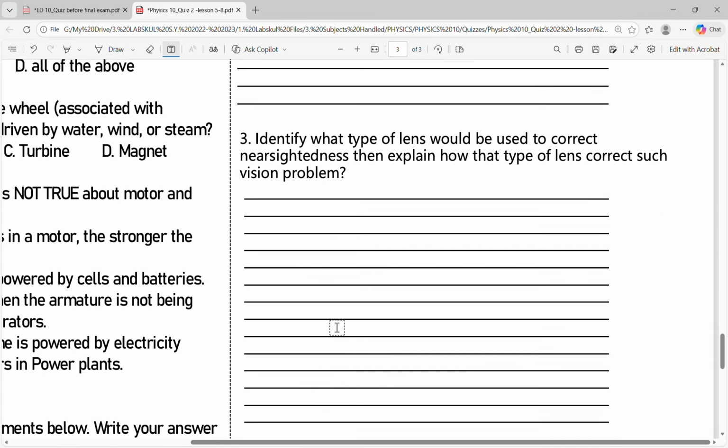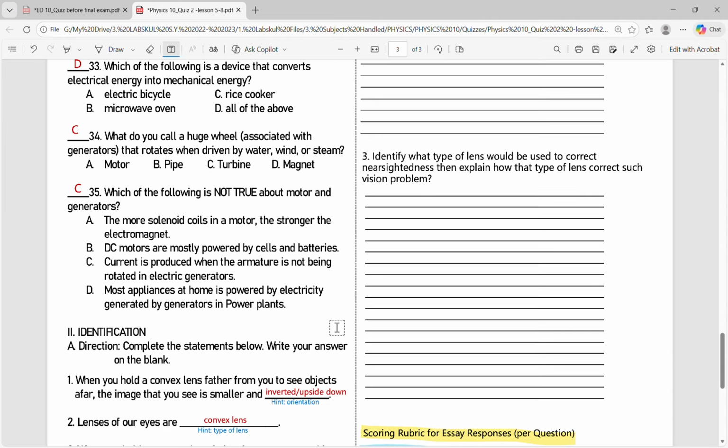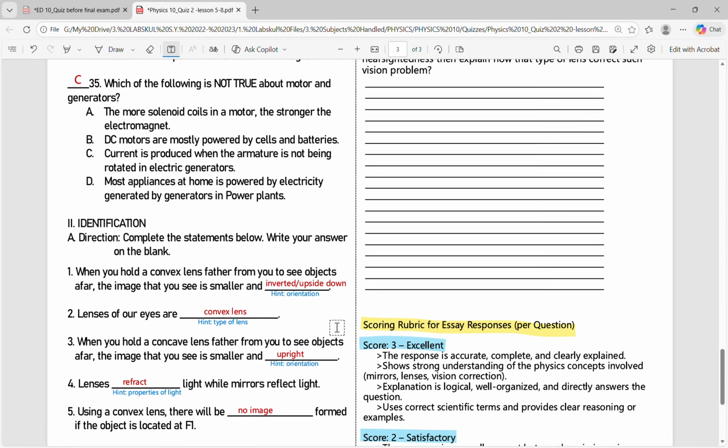Number 3, identify what type of lens would be used to correct nearsightedness, then explain how the type of lens corrects such problem. I think I already discussed this earlier with regards to Hana's condition, that she is nearsighted. So, kindly review the video part. I already explained how that type of lens would be used to correct her vision problem.